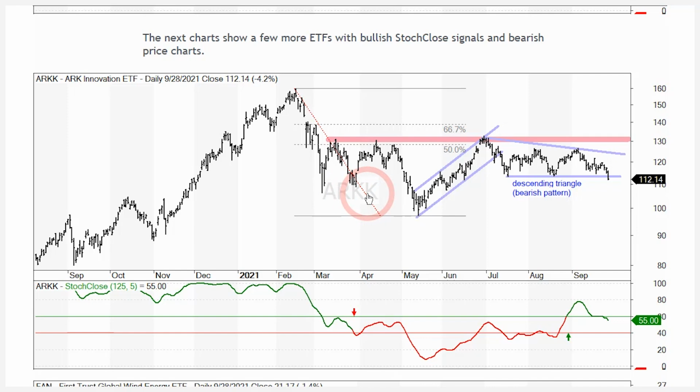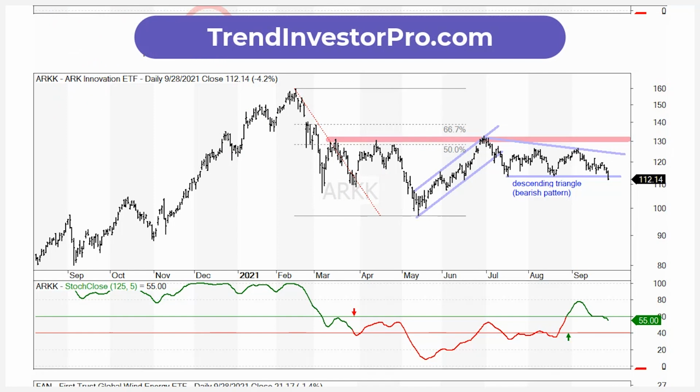Now moving to rotation, and what I want to focus on is the ARK Innovation ETF, because that is kind of their flagship ETF. And I usually use largely a systematic approach when it comes to trading and investing, and I use Stoch close for my signals. And when it goes below 40, that's a bearish signal. So you can see we got a bearish signal here in March for the ARK Innovation ETF, and it's been bearish until late August when we got a bullish signal.